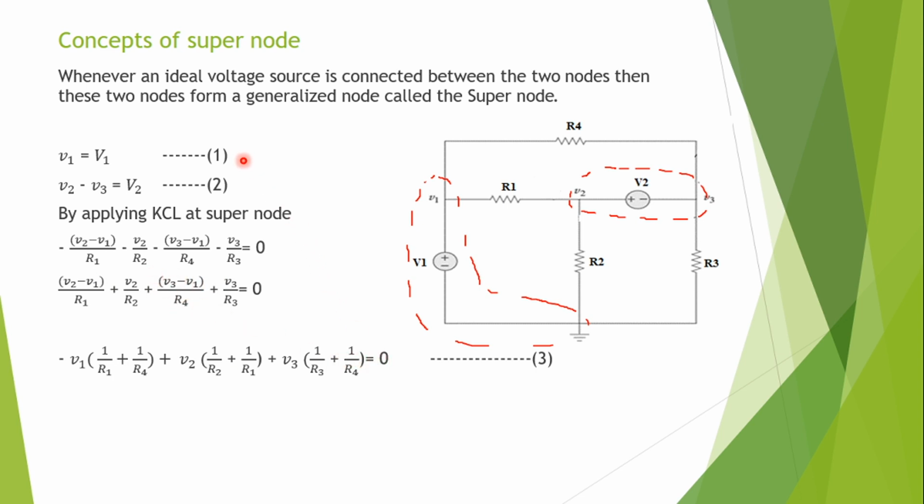Now these equations 1, 2 and 3 represent the node voltage equations. These three node voltage equations and three unknowns V1, V2 and V3. So three equations, three unknowns. So there is an exact solution. We can find the values V1, V2, V3 using Cramer's rule.